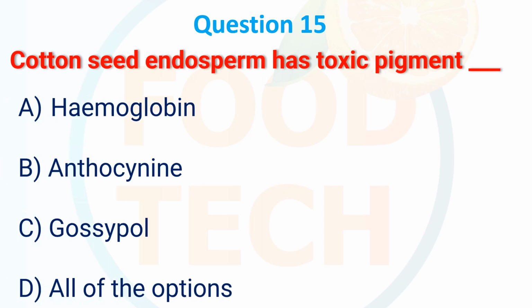Cottonseed endosperm has a toxic pigment. A. Hemoglobin. B. Anthocyanin. C. Gossypol. D. All of the options. The answer is C. Gossypol.